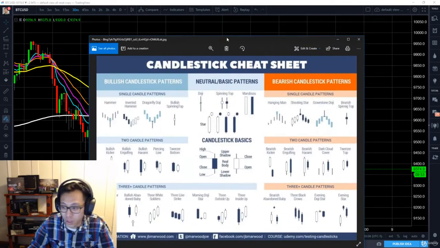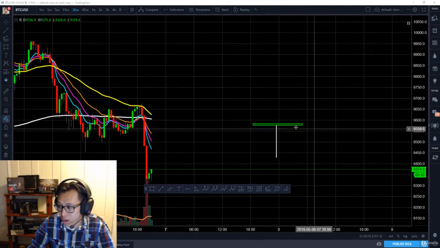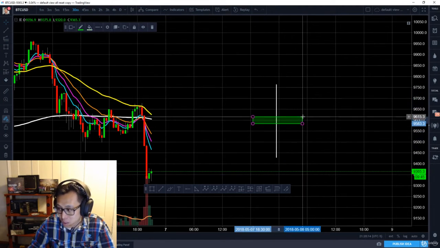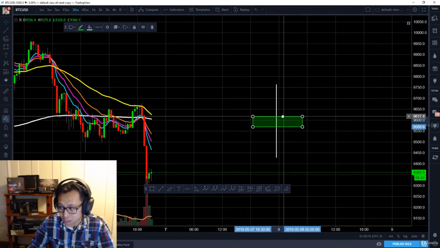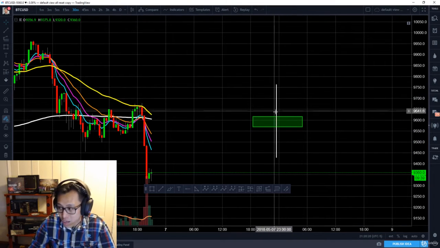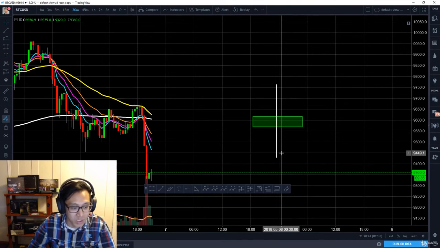Now, the next one we're going to talk about is the bullish spinning top. The bullish spinning top has basically the body of the candle pretty much right in the middle, just like that. It's got wicks on the upside and wicks on the downside. So these are incredibly powerful candles as well.